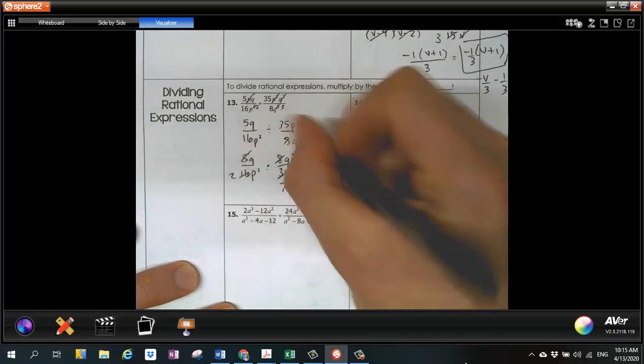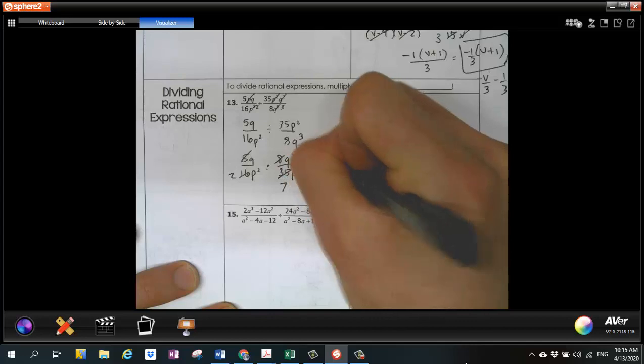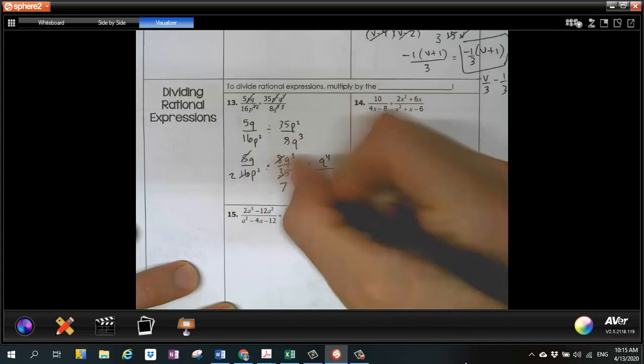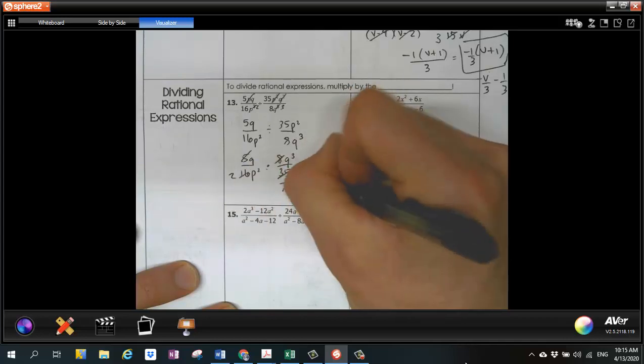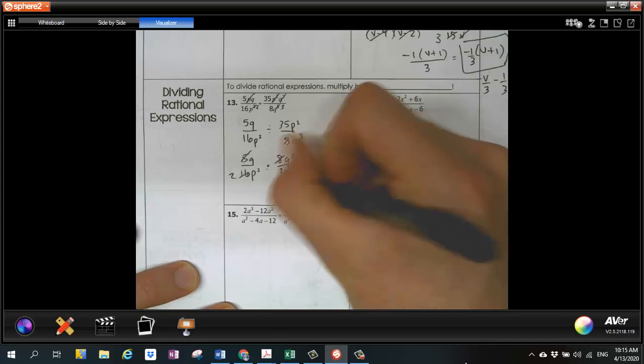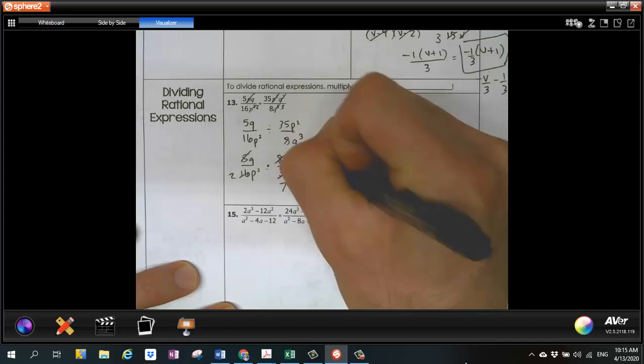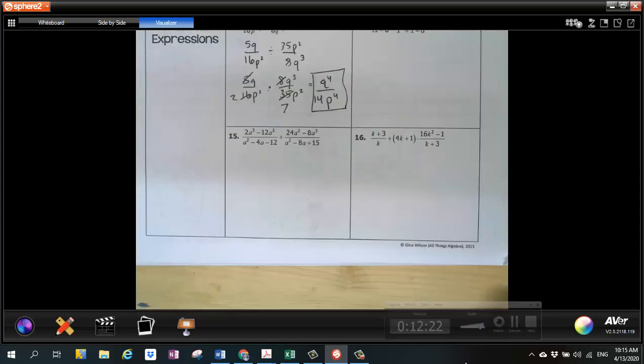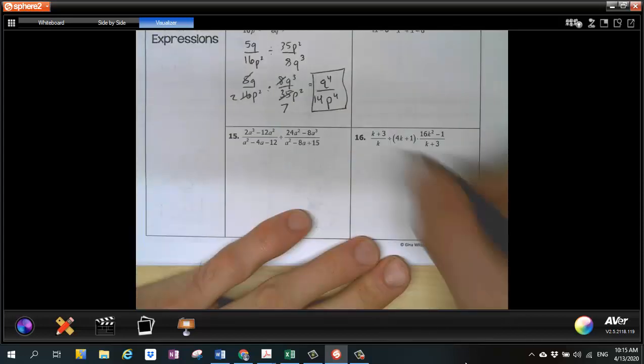Q times q to the 3rd is q to the 4th. And then we have 2p squared times 7p squared, so that's 14 if we do 2 times 7. And then p squared times p squared is p to the 4th. So there's my final answer. Okay, let's just try one last one, maybe a more challenging one.